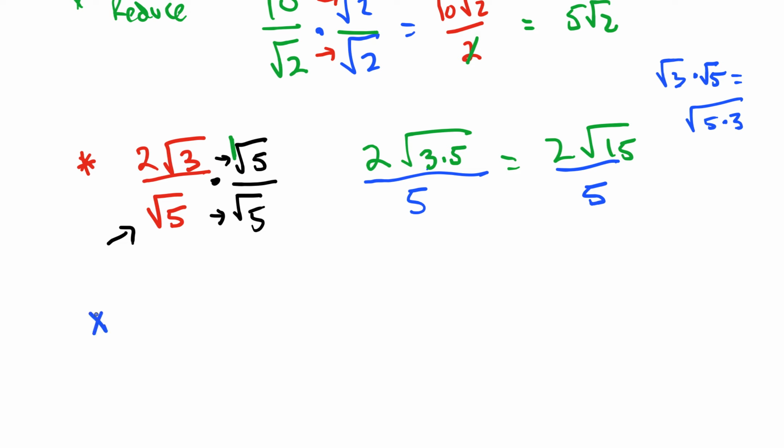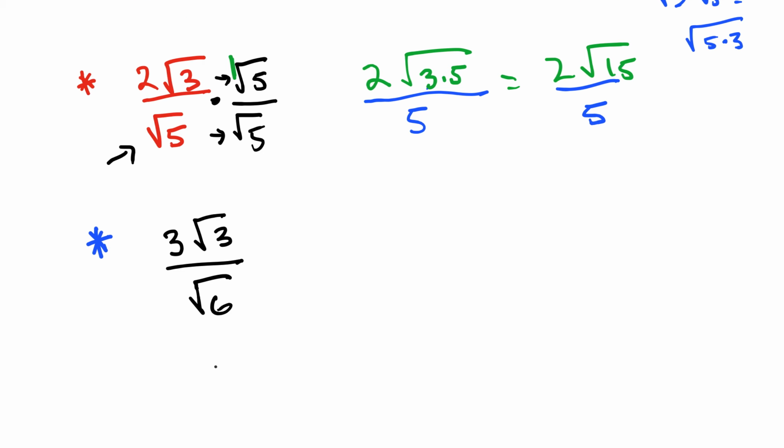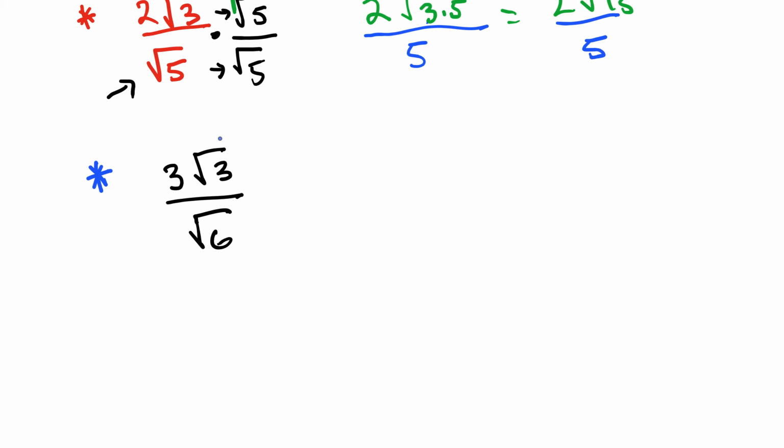And then let's try one more example. So this one's going to be a little bit different because at the end we're going to be able to take something out of the square root. So again, the first thing we need to do to work with this and simplify it is we need to rationalize the denominator.